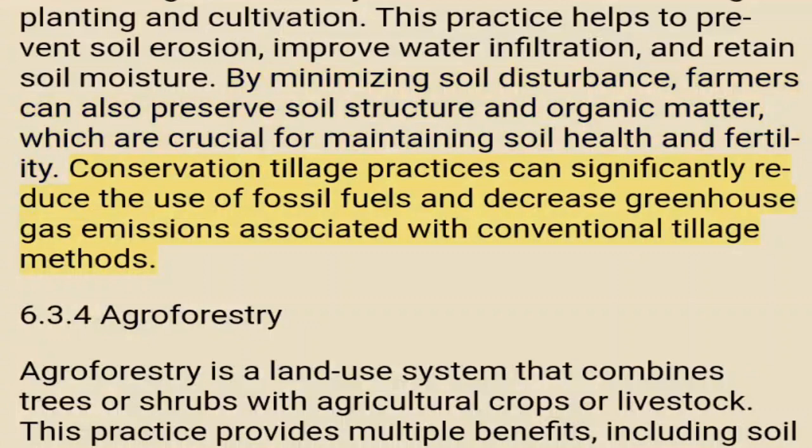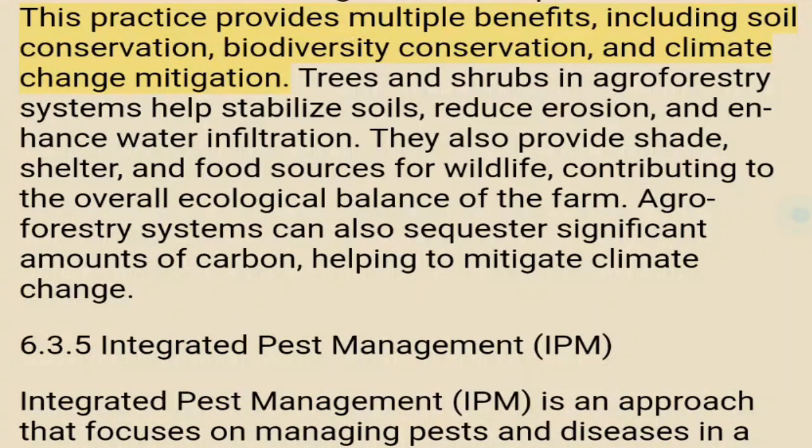conventional tillage methods. 6.3.4 Agroforestry. Agroforestry is a land use system that combines trees or shrubs with agricultural crops or livestock. This practice provides multiple benefits, including soil conservation, biodiversity conservation, and climate change mitigation.